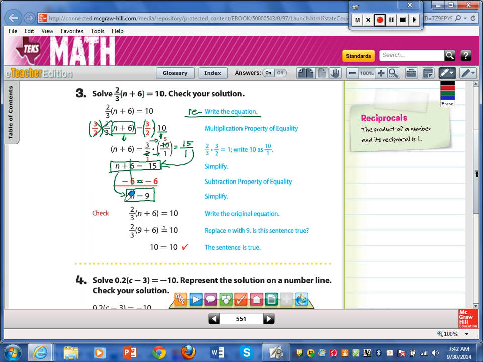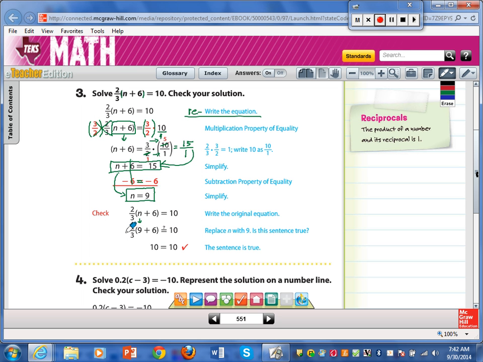I'm going to go ahead and check it over here. Well, actually, they did the check for us already here. So if we got 2/3 times n plus 6 equals 10, then we're going to substitute this 9 in for n, and then we're going to do the order of operations as you usually do it, forward. So instead of n, we put 9. So now 9 plus 6, that's 15. And then 15 times 2, that's 30. 30 divided by 3 equals 10.